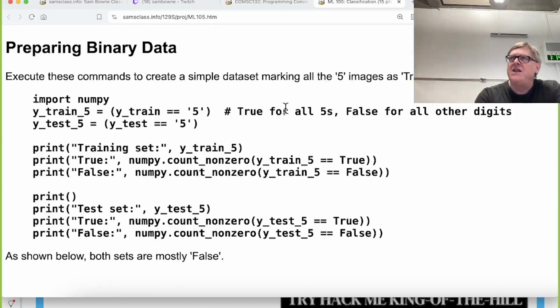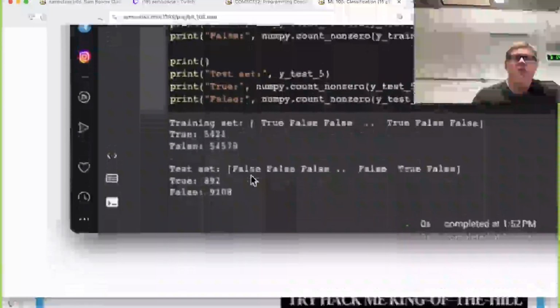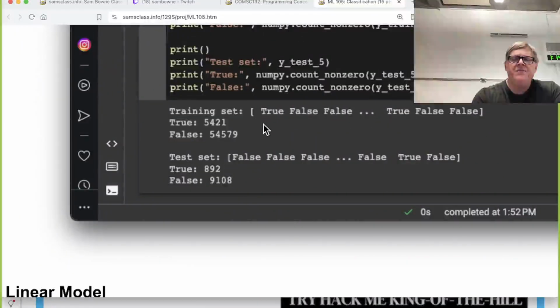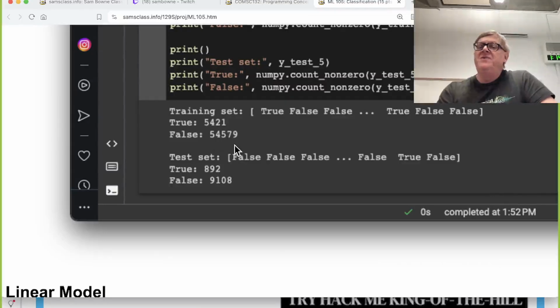So we're going to make a simplified classifier here. We're going to make a binary classifier. So instead of sorting into 10 categories, we're just going to do 5 or not 5. So 90% of them are not 5. So we make a variable for that. And now, here's the training set. True is 5,400 and false is 54,000. True means it's 5 and false means it's not 5. And here's the training set and here's the test set. A smaller number again, about 10 times as many false as true.